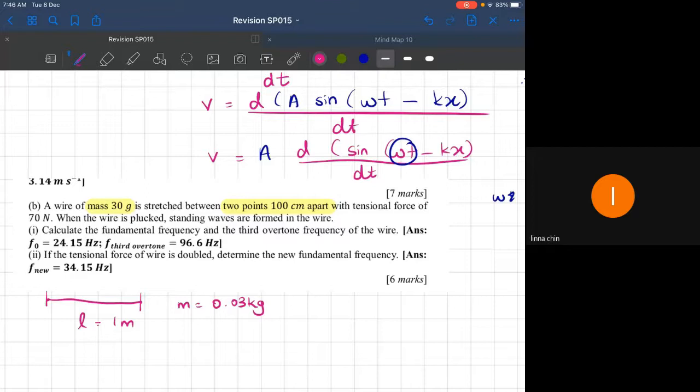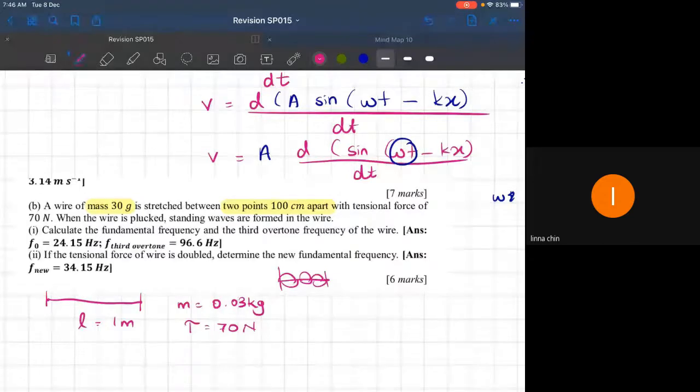Okay, and then dia cakap tensional force sebanyak 17 Newton. Okay. When the wire is plugged, standing wave are formed in the wire. Okay, yang bentuk standing wave tu yang macam tu lah. Okay. Itu standing wave. Okay, so dia sekarang ni dia nak calculate the fundamental frequency and the third overtone frequency of the wire. Okay, so dia nak kira frequency lah.